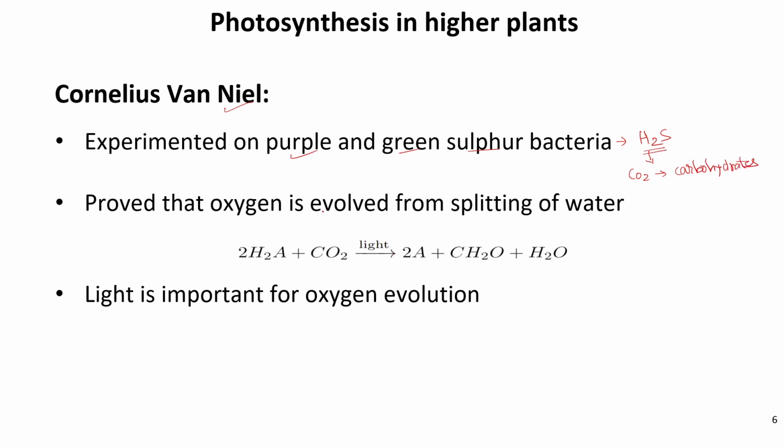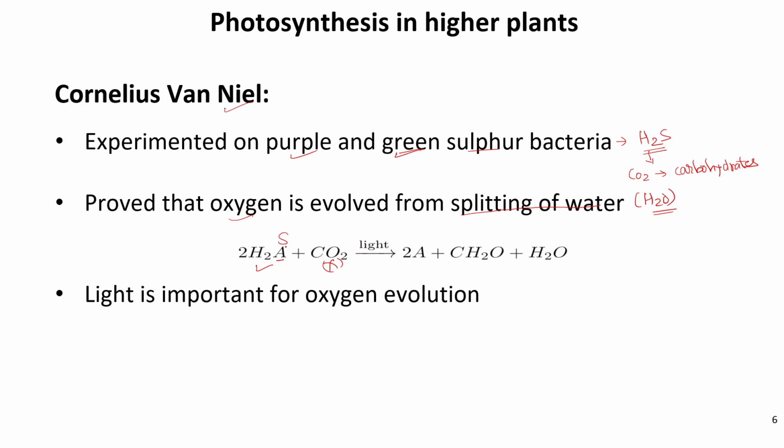Okay. So now, using these purple and green sulfur bacteria, which are photosynthetic bacteria, he proved that the oxygen is evolved from the splitting of water, meaning from the photolysis of water and not from the carbon dioxide. Not from carbon dioxide, but from the splitting of the water molecule. Initially, he was using green and purple sulfur bacteria, which use hydrogen sulfide.